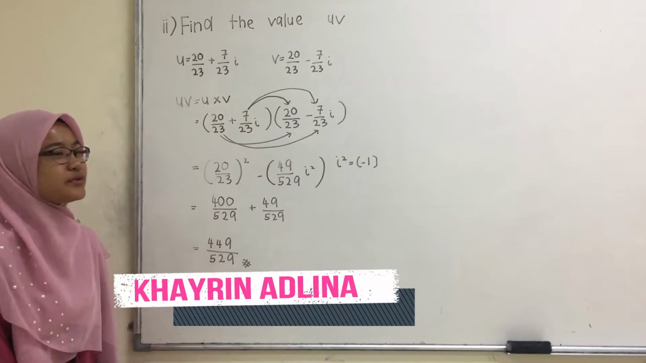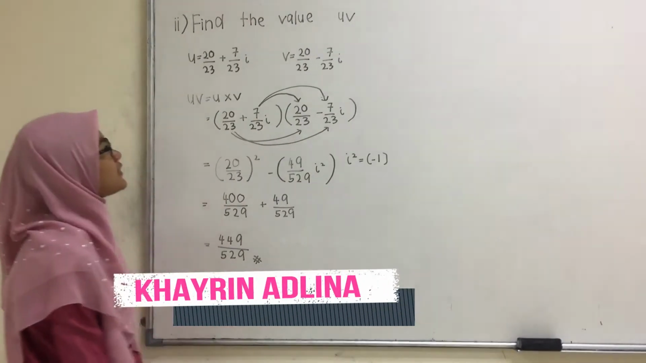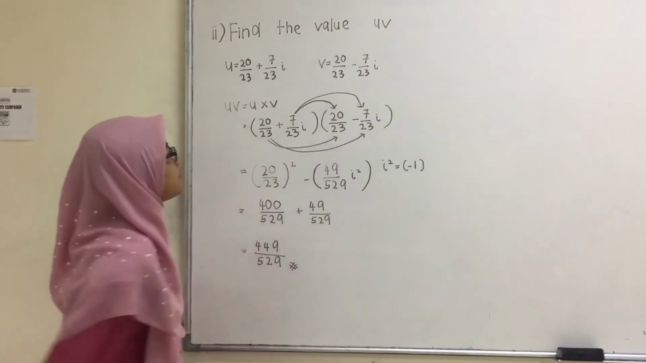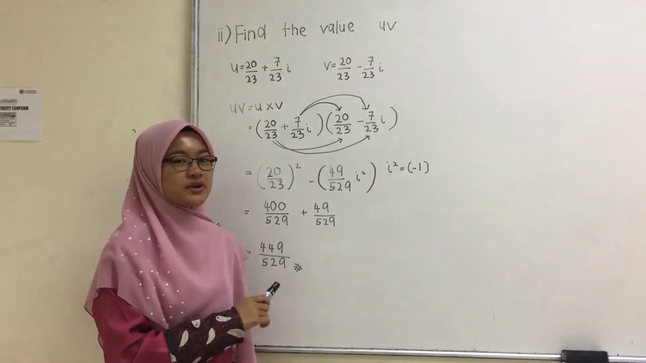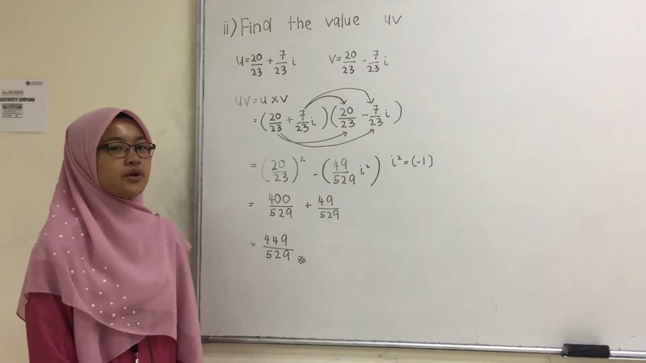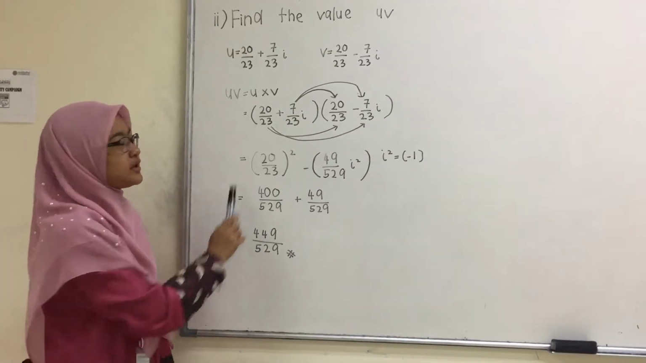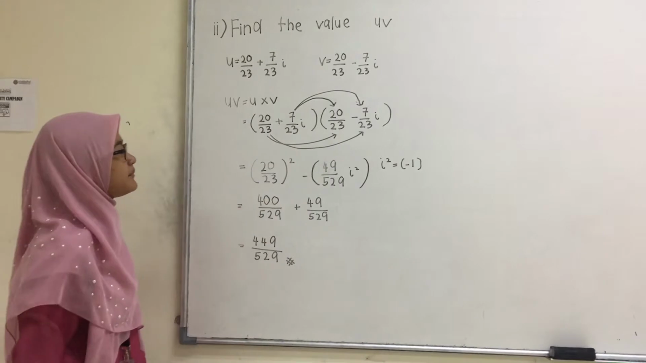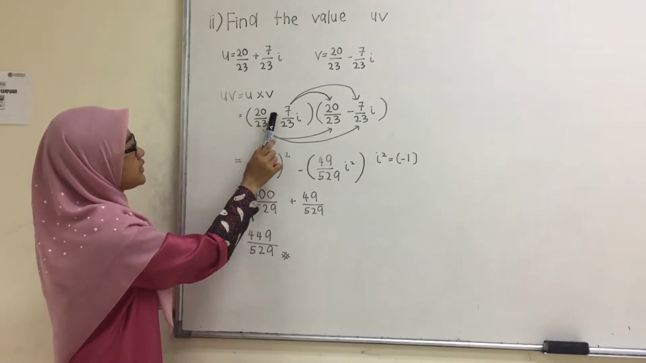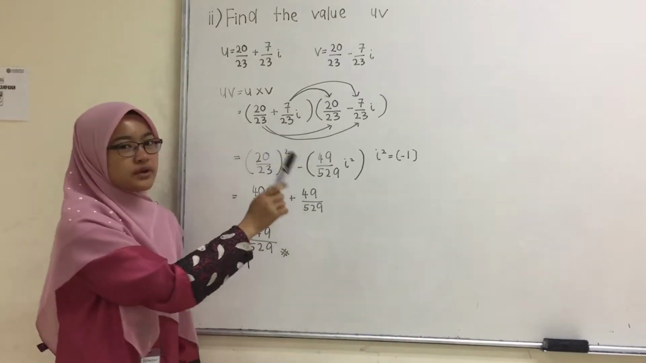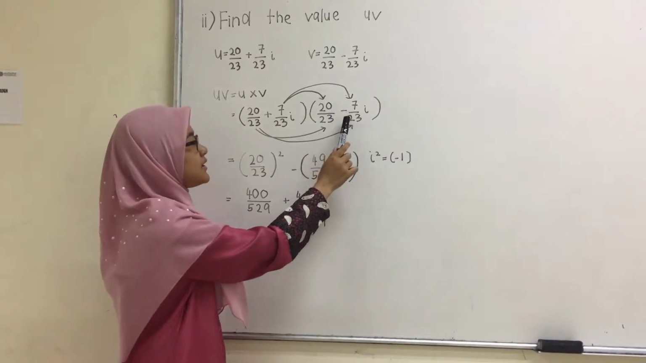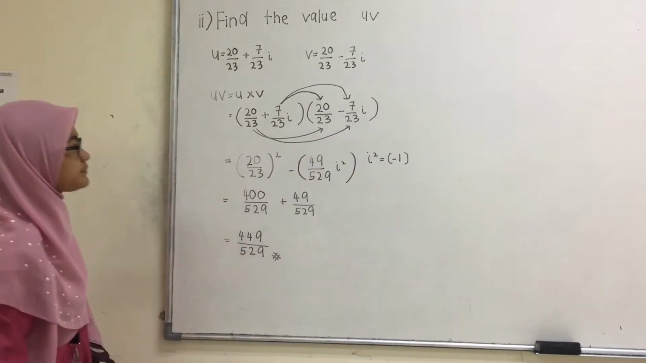Okay, so next we move to question 5B2. In this question, we are asked to find the value of uv. From the previous question, we have found the values of u and v. When we want to find uv, it means u multiplied by v. So we take the value of u, 20 over 23 plus 7 over 23 i, and multiply with v, 20 over 23 minus 7 over 23 i.